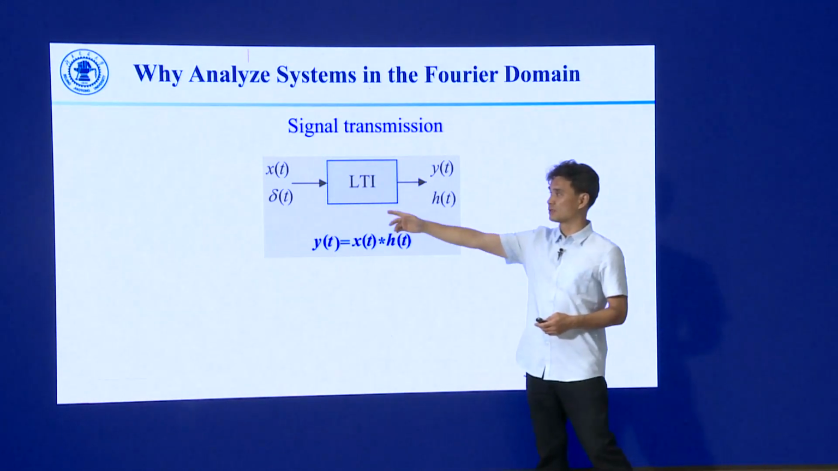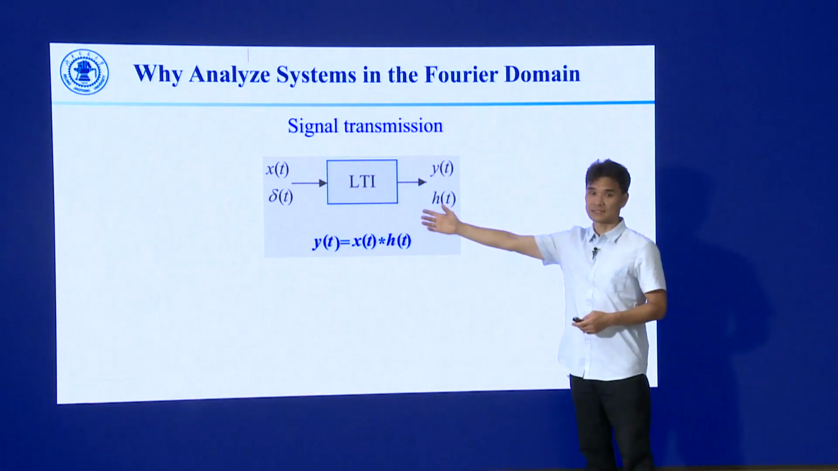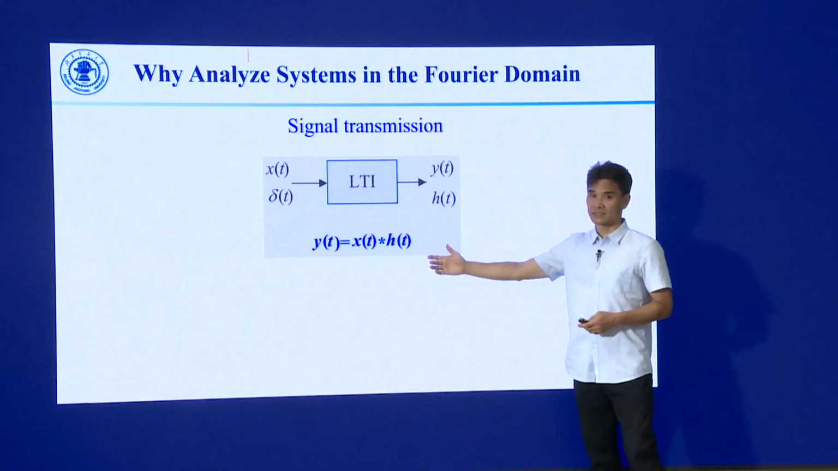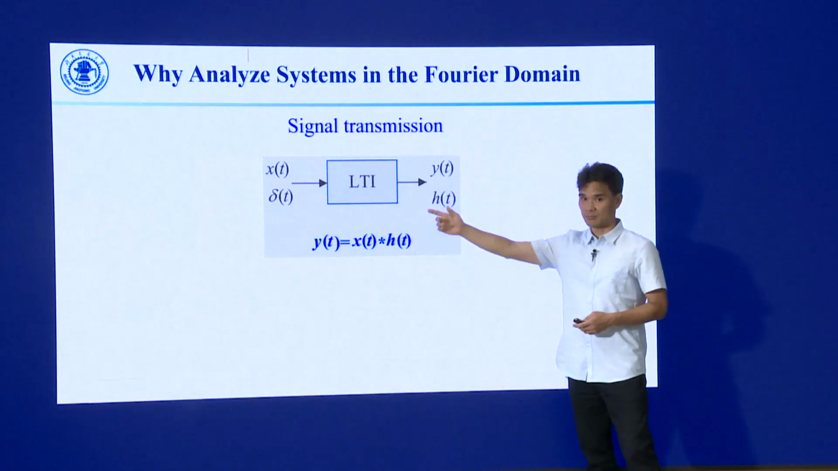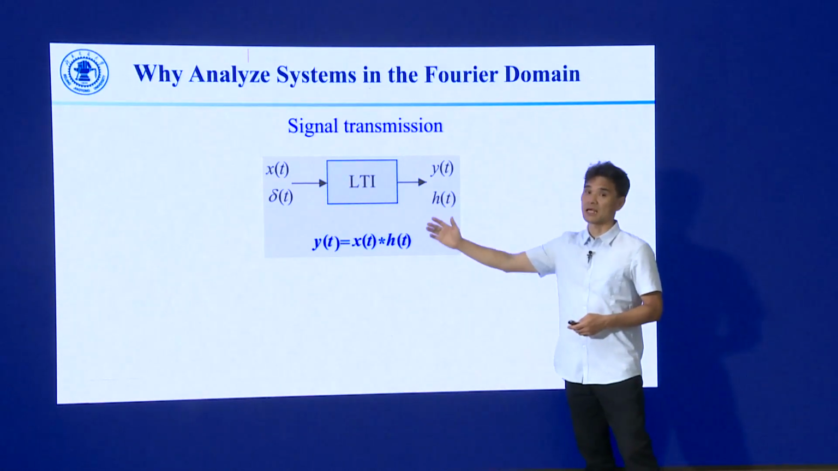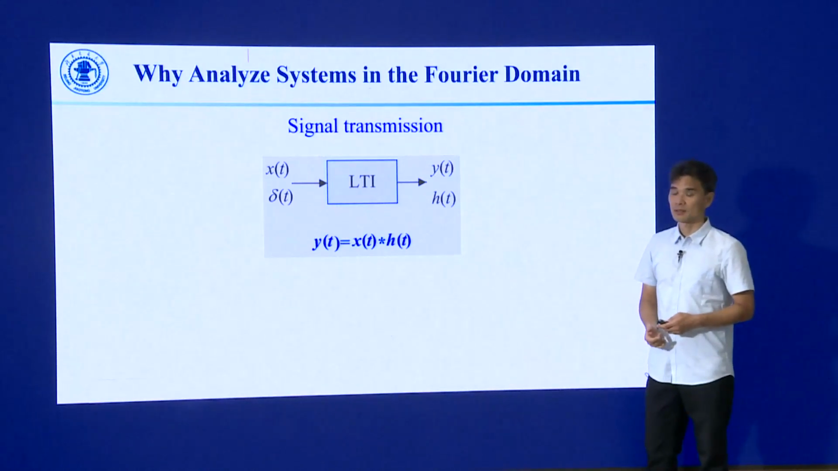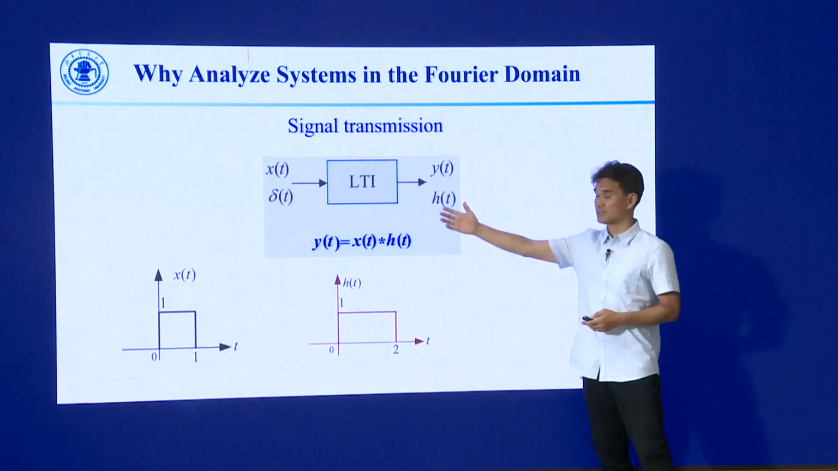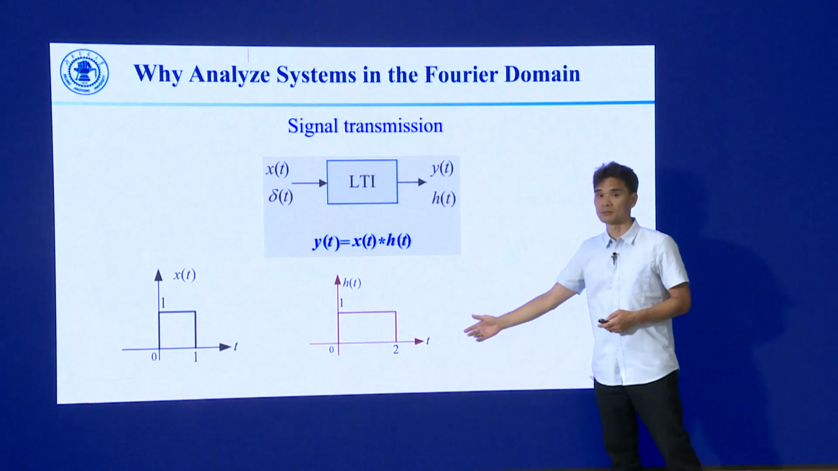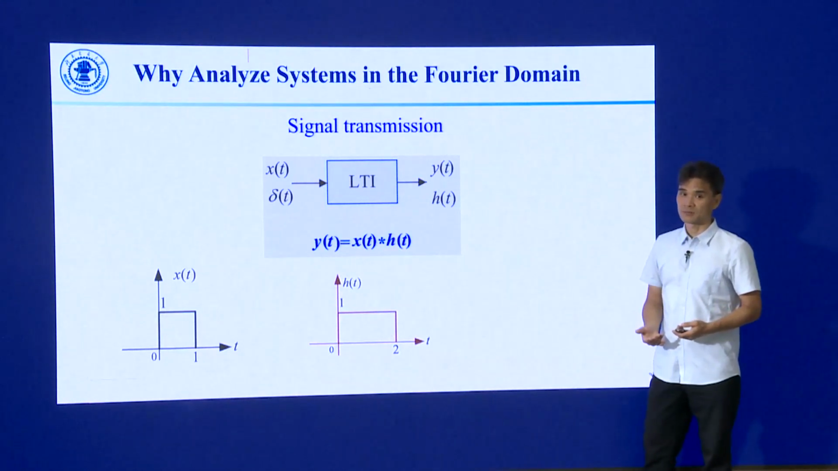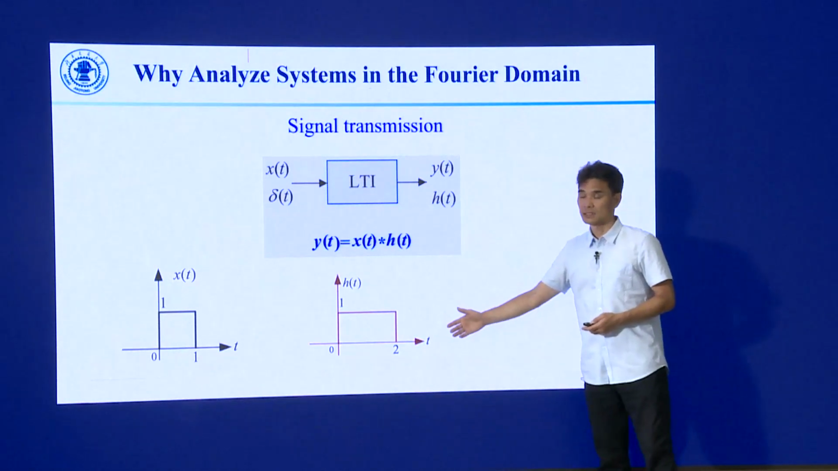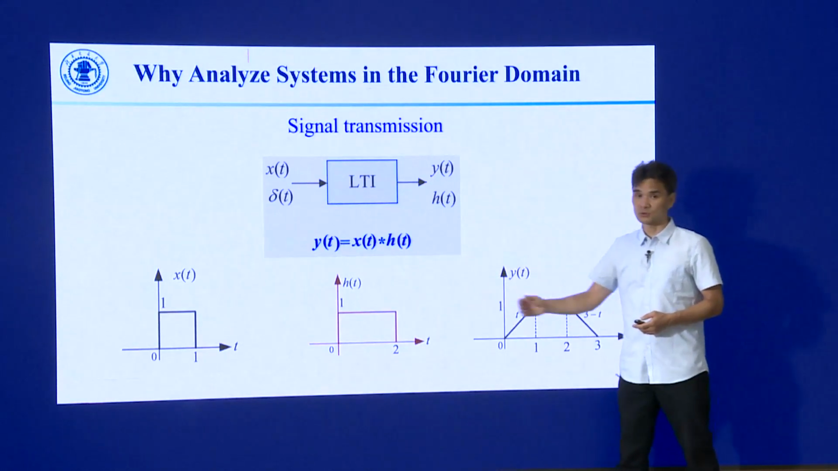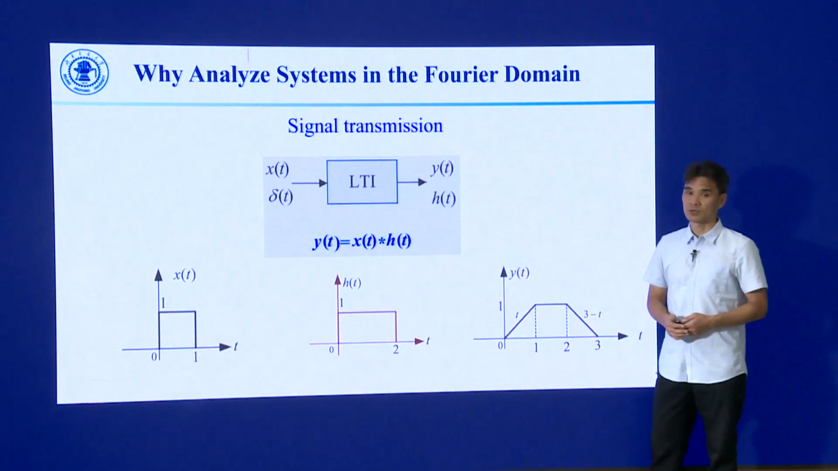So when you have an input signal, you transmit it through that system, you're going to get the output. In the time domain, we understand that the interaction between the input and the system can be described using convolution. So if we have a rectangle signal as the input, and it happens that the system can be described by a rectangle signal as the impulse response, then the output can be predicted because we know the convolution of the two rectangle signals is a trapezoid signal.